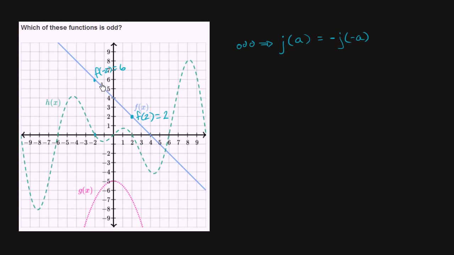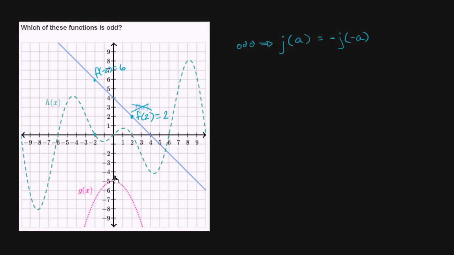In order for this to be odd, f of negative 2 would have had to be equal to the negative of this, would have had to be equal to negative 2. So f of x is definitely not odd. So all I had to do is find even one case that violated this constraint to be odd, and so I can say it's definitely not odd.